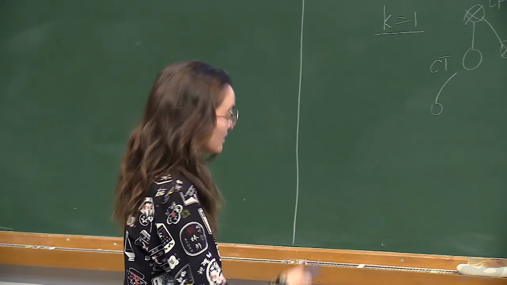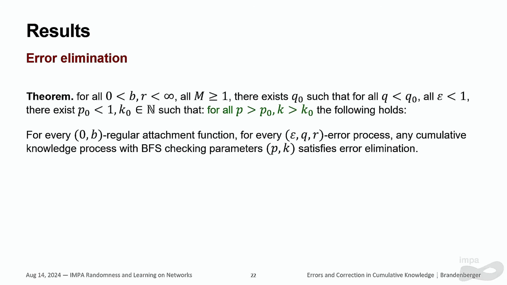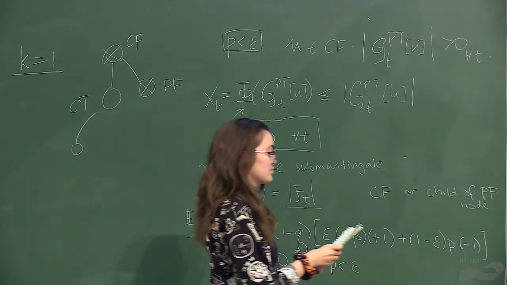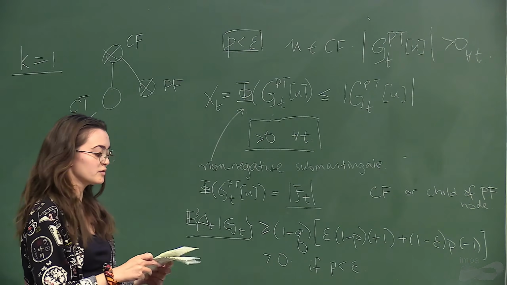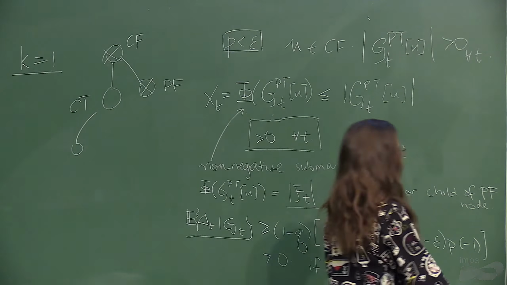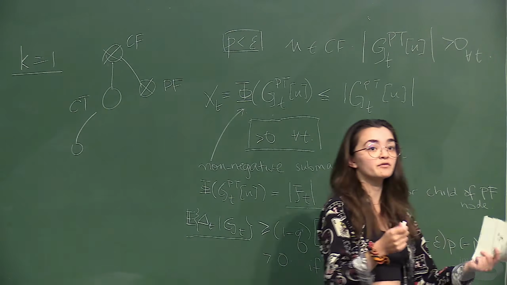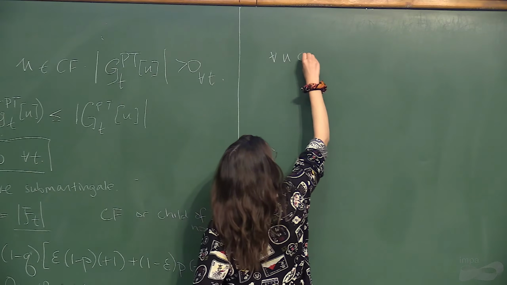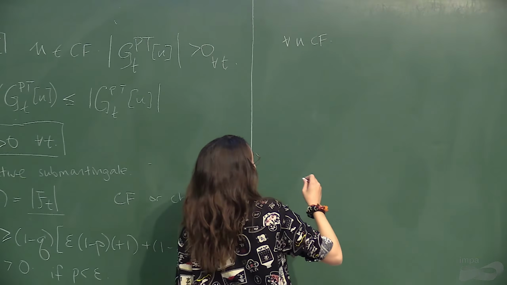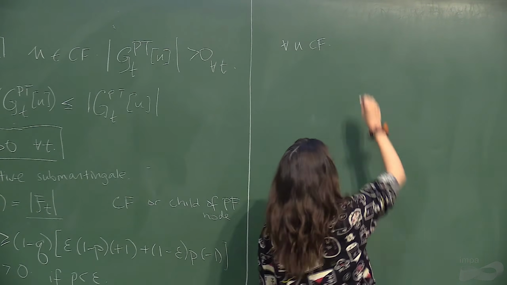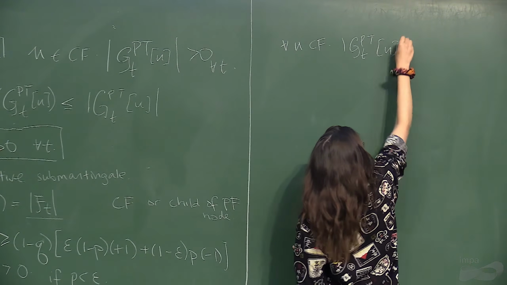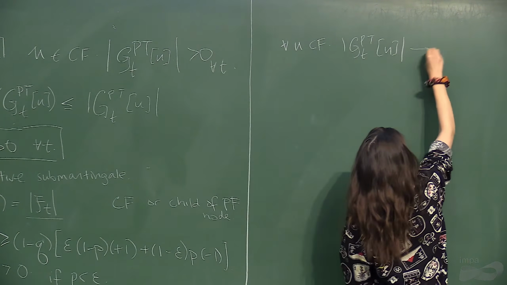And now for the elimination idea. So here it's a similar type of proof that we are looking for. But now instead of a submartingale, we're looking for a supermartingale, right? Because we're trying to show that for every U, CF, you want to show that GT, PT of U, its subdag goes to 0.